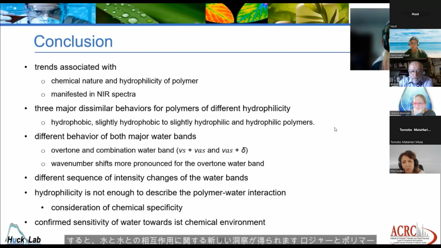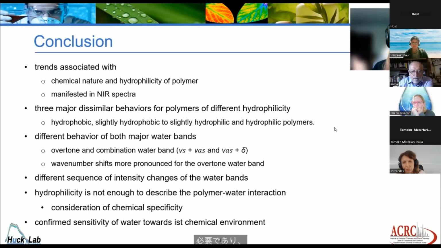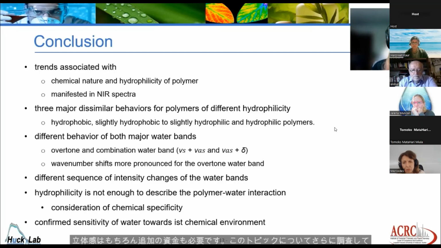To sum this up, we gained new insights into the interaction of water with some specific polymers, but this was just a small piece of the cake. In order to gain a better understanding of the interaction of water with polymers in general, more exhaustive and time-consuming studies will be needed, and therefore, of course, also additional funding will be needed to further investigate this topic.